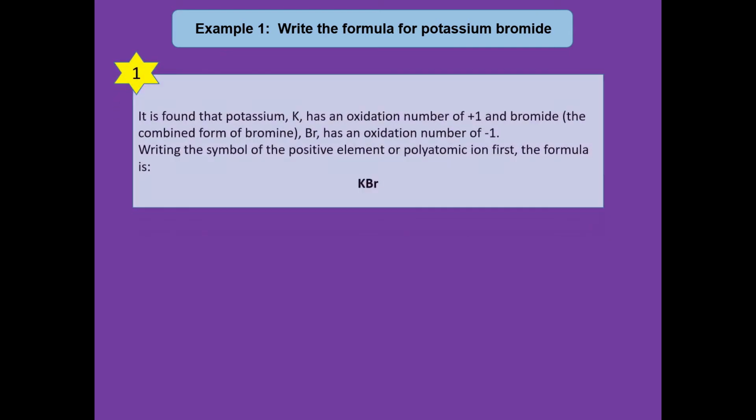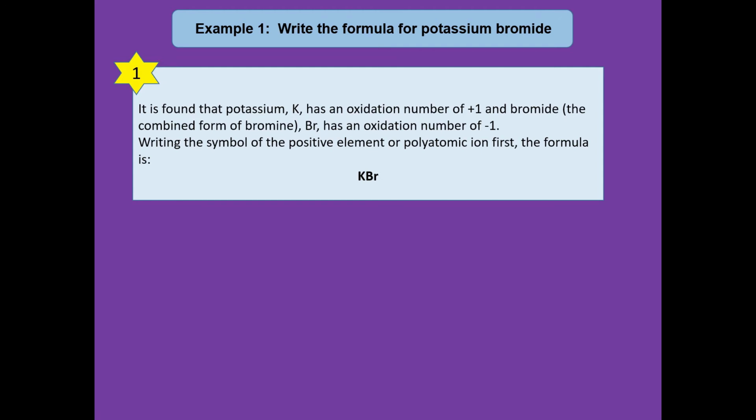Let's try example 1. Write the formula for potassium bromide. First step, it is found that potassium has an oxidation number of positive 1 and bromide has an oxidation number of negative 1. Writing the symbol of the positive element or polyatomic cation first, the formula is KBr.